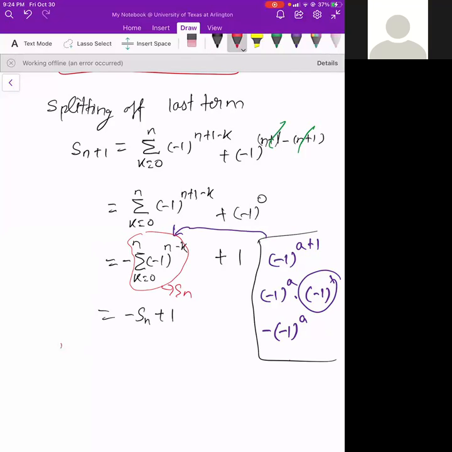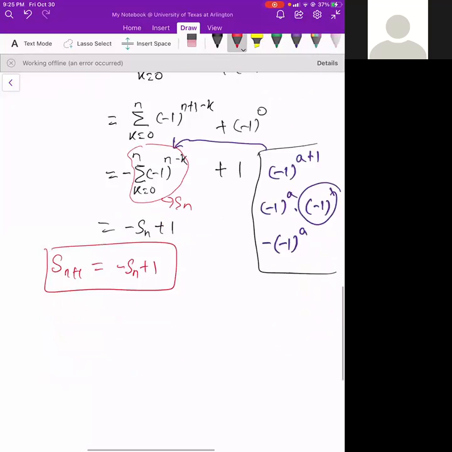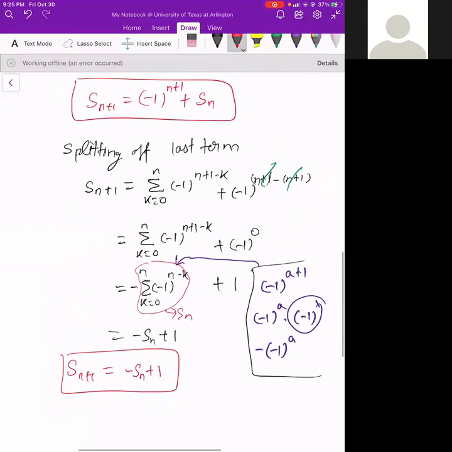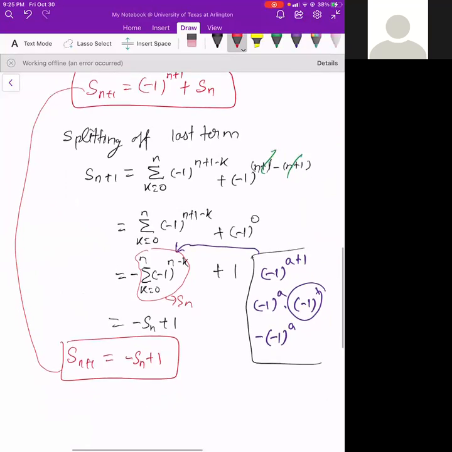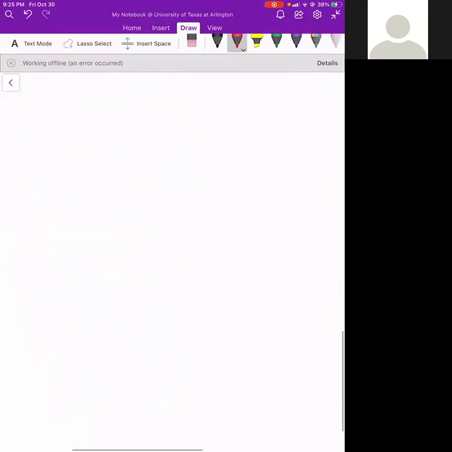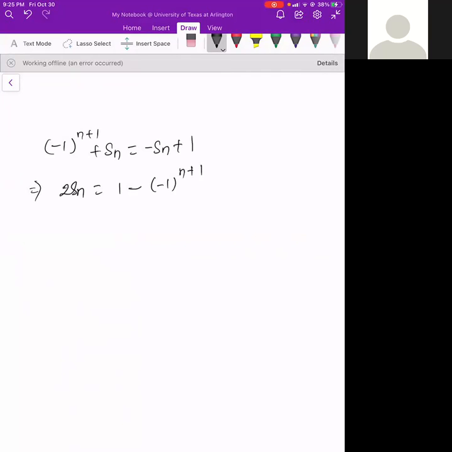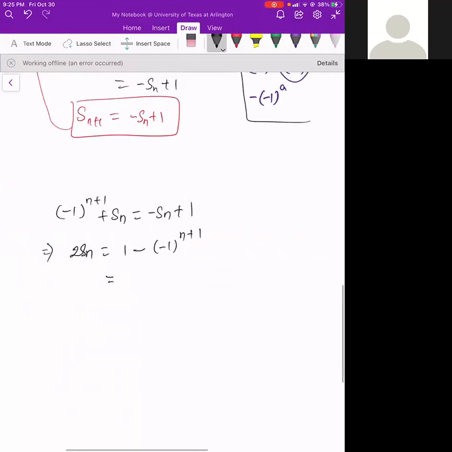All right, so we got another expression for Sn plus 1 by splitting up the last term, and that was negative Sn plus 1. That sounds good. So now using these two expressions, I'm going to compare them both, and that will eventually give me minus 1 to the power n plus 1 plus Sn equals minus Sn plus 1. So with some basic algebra, we will get 2Sn equals 1 minus 1 to the power n plus 1.